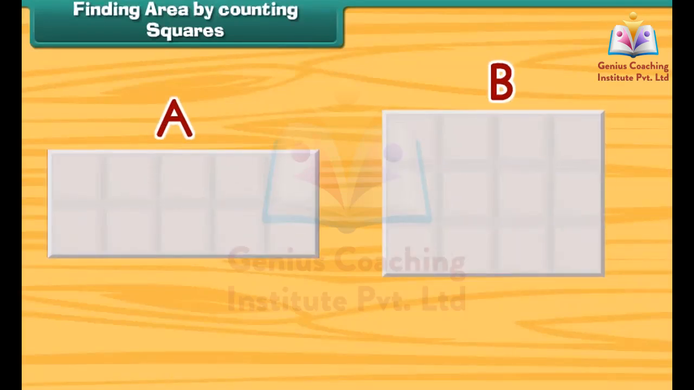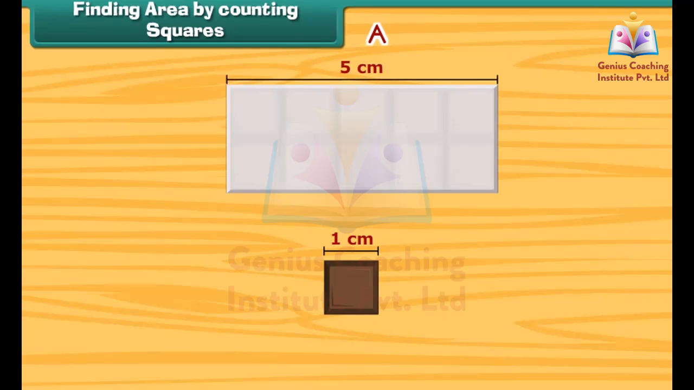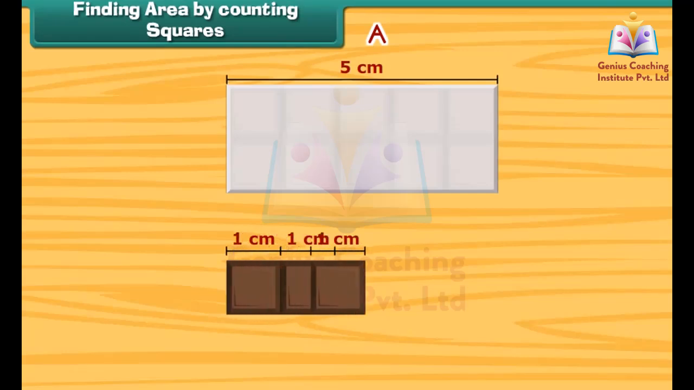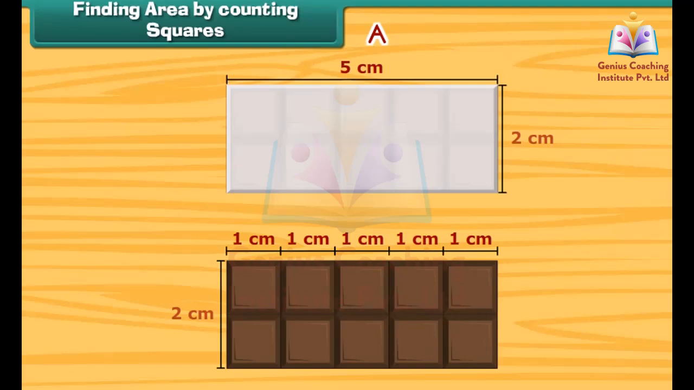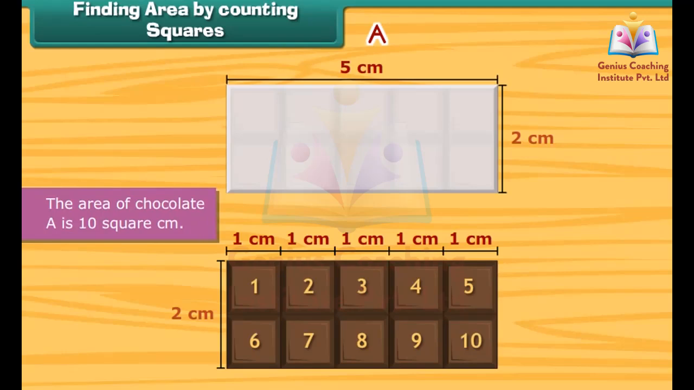Friends, we have these 2 chocolates. Let us find out which one is bigger and which one is smaller. We will take the help of one square piece of chocolate of side 1 centimeter. The length of the chocolate A is 5 centimeters. So, 5 squares can be arranged along its length. The width of this chocolate is 2 centimeters. So, 2 squares can be arranged along its width. Thus, in total, 10 squares can be arranged on it. So, the area of chocolate A is 10 square centimeters.